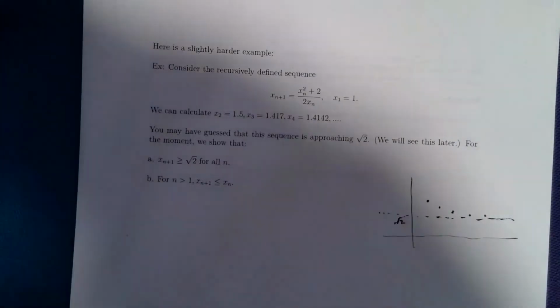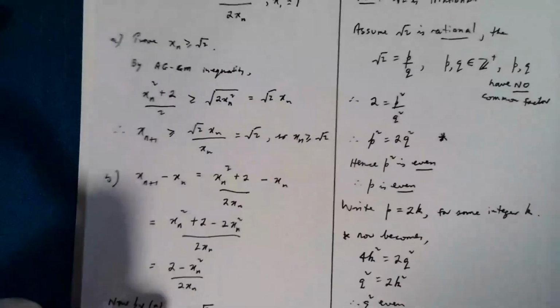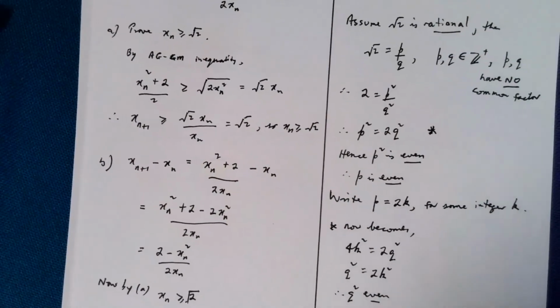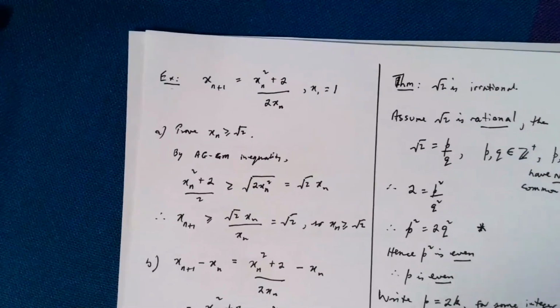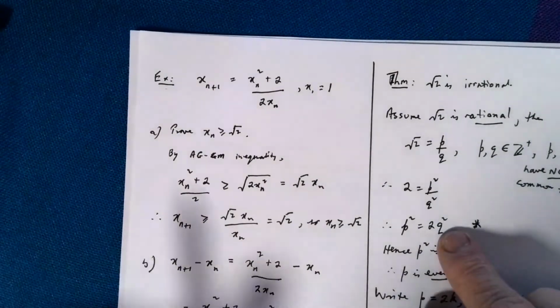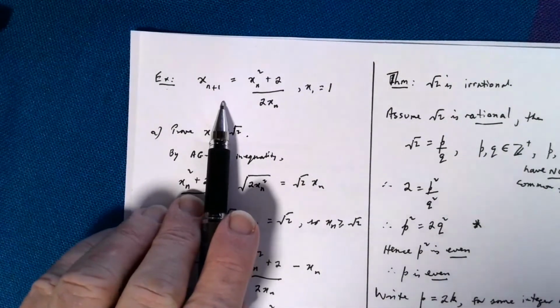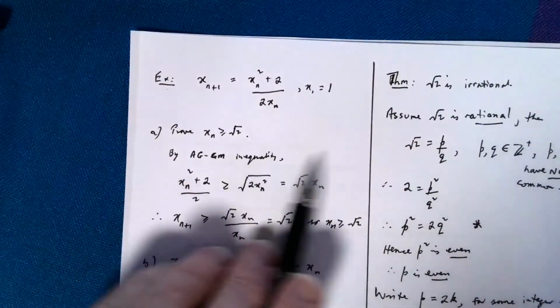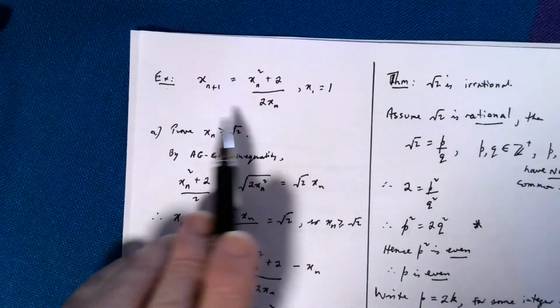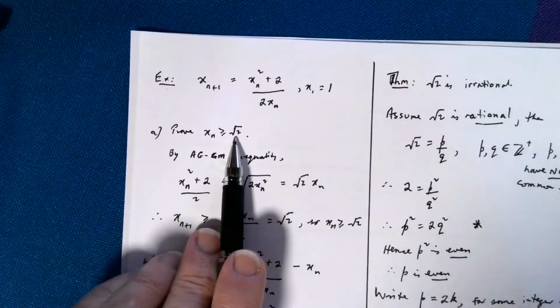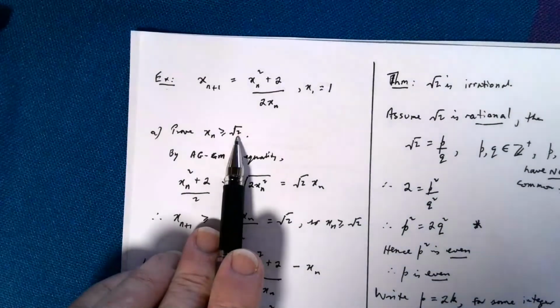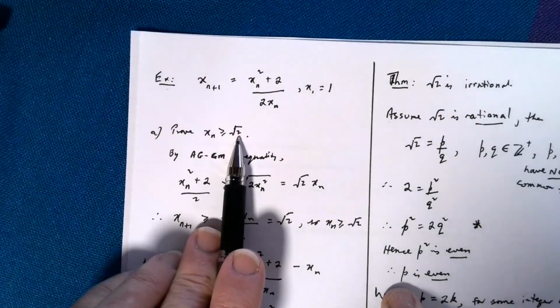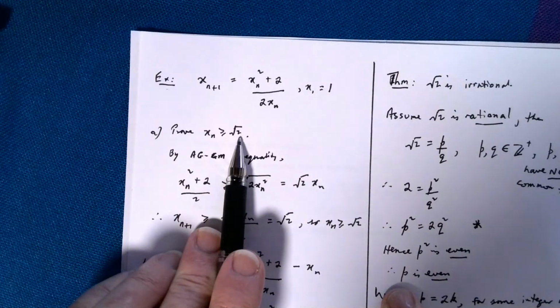Okay, now the proof of this is slightly more intricate, as you might imagine, and I'll go through all the steps carefully here with you. So here is our recursive formula, and we're starting with x1 is 1, and we want to prove that xn is bigger than root 2. Now we talked a bit earlier about the AM-GM inequality, and now we're going to get to use it to actually do something quite interesting.